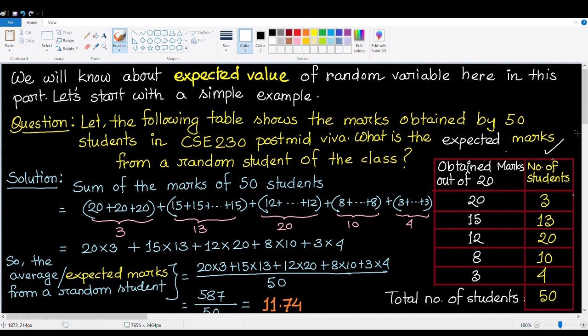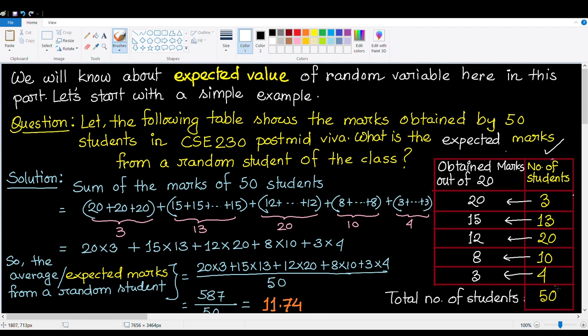This is the question. So you see that 3 students got 20 out of 20, 13 got 15, 20 got 12, 10 students got 8, and finally 3 was obtained by 4 of the students. So in total there are 50 students here. Now, what is the expected marks if we choose a student randomly?